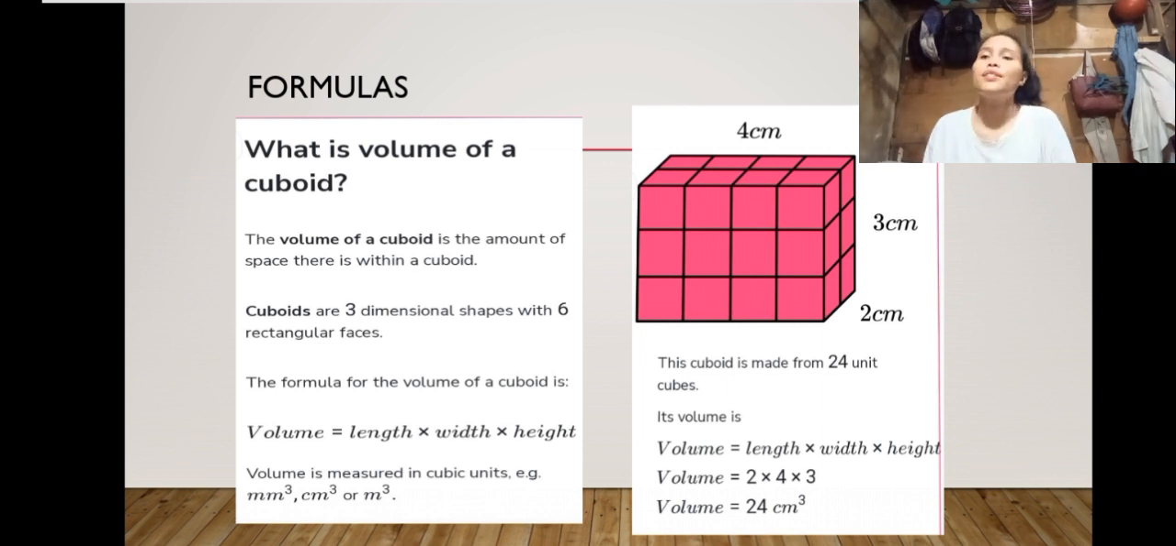I have here an example. This cuboid is made from 24 unit cubes. Its volume equals length times width times height. The length is 2, the width is 4, and the height is 3. So the volume is 24 cubic centimeters.